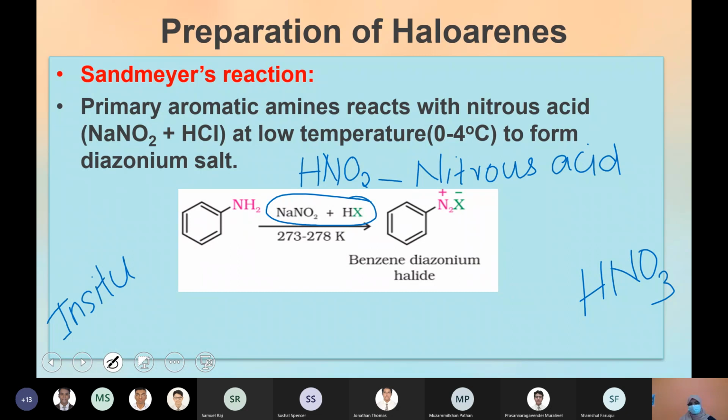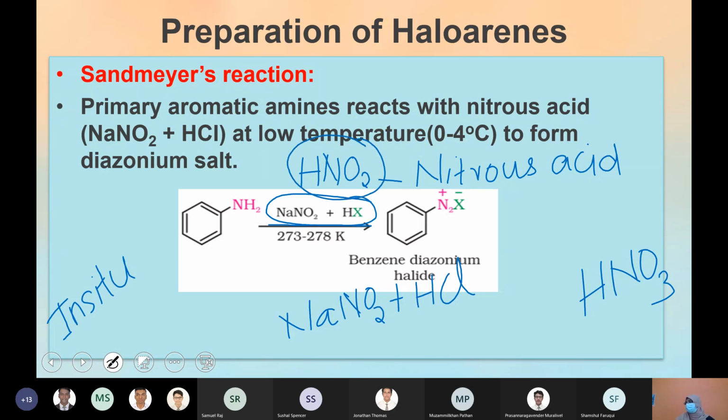So in order to prepare HNO2, you are using NaNO2 and HCl. Usually we take NaNO2, sodium nitrite, and HCl. So that is why I am showing it both ways.